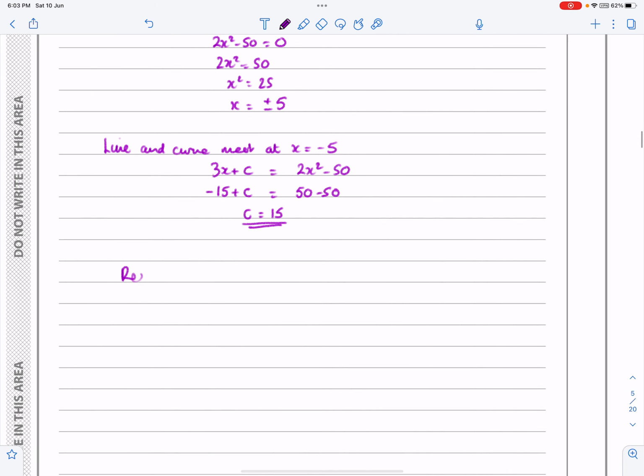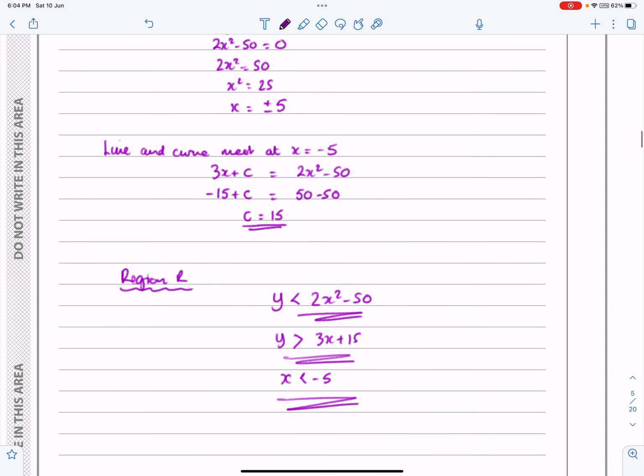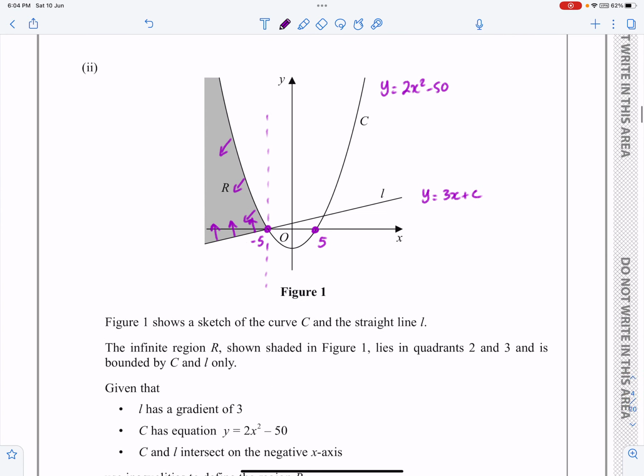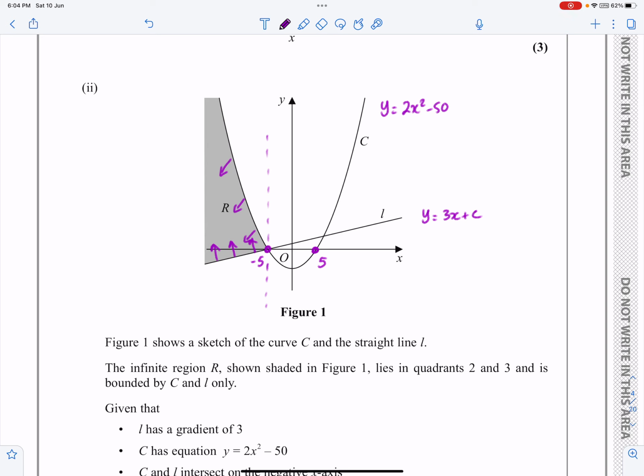For the region R, we can say, go back and have a look at it. I'll show you at the end. But y is less than 2x squared minus 50. y is greater than 3x plus 15. And x is less than -5. That's going to be the answer for it. Just quickly look at that. Sorry about having to go up and down all the time. But that's how I defined that area there. Okay, hopefully that one makes sense.